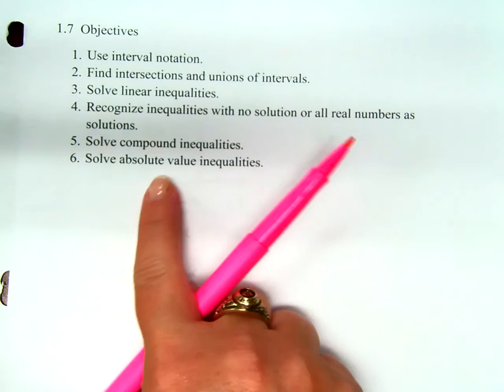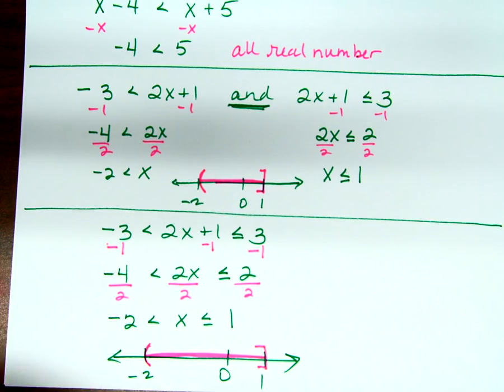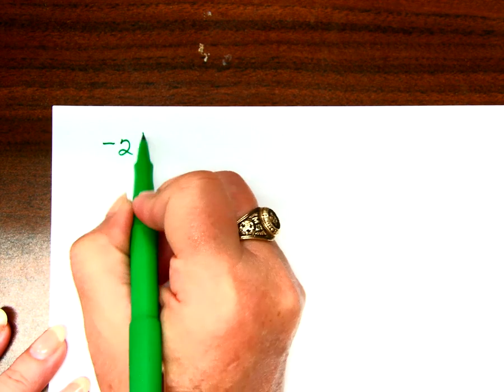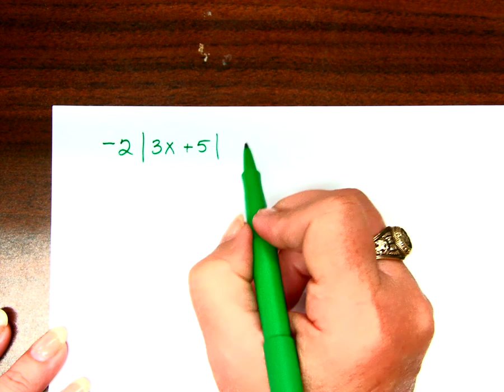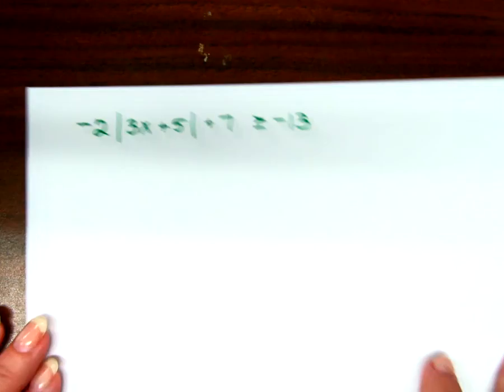So all that's left is absolute value inequalities. Remember doing absolute value inequalities? Well, whether or not you remember it, we did it. Oh, yes? Okay, good. So what about this? Negative 2 times the absolute value of 3x plus 5, plus 7 is greater than or equal to negative 13.